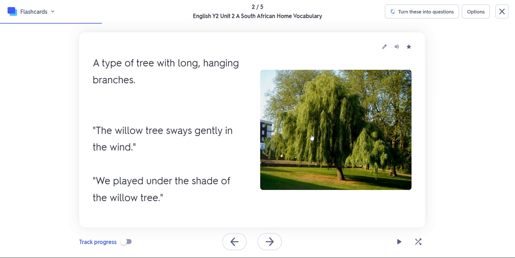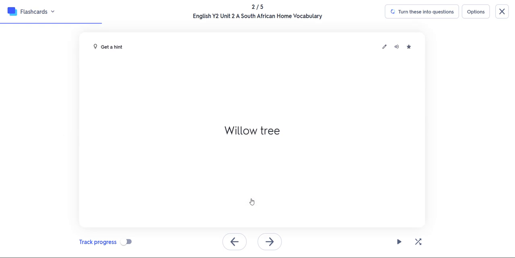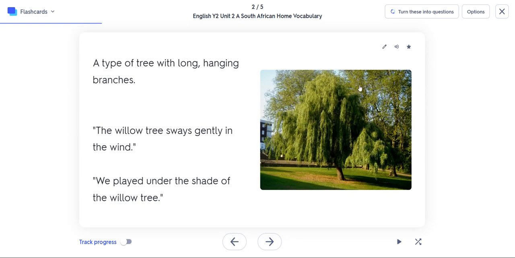Yes, it has a nice shade. So again, what is this? Willow tree. You know this now? Willow tree.